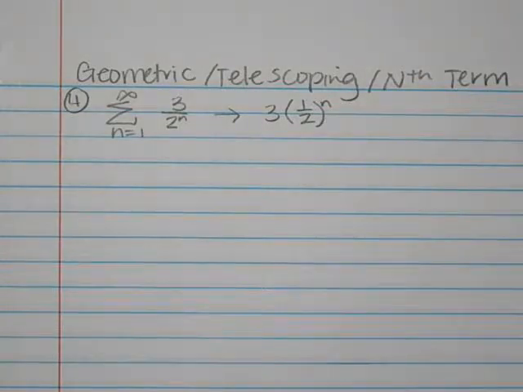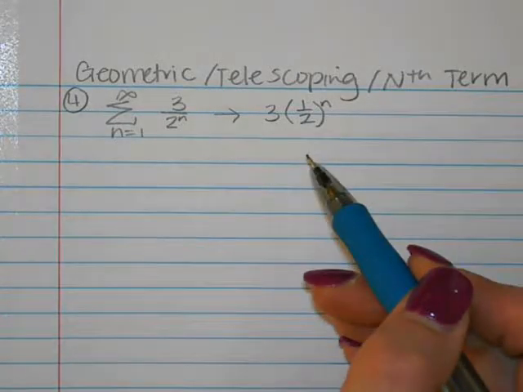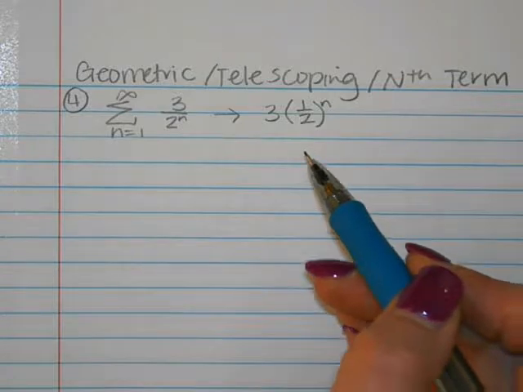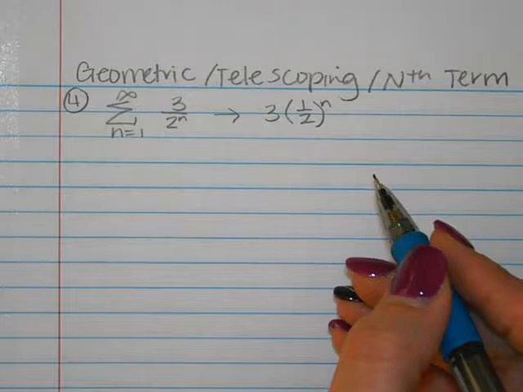Because it's over 1/2. It's being divided by 2 repeatedly, right? Being divided by 2 to the first, being divided by 2 to the second, being divided by 2 to the third. That's the same thing as multiplying by 1/2 repeatedly. Dividing by 2 and multiplying by 1/2 are the same thing. All right. Now that it looks like this, can you tell what type of series it is?